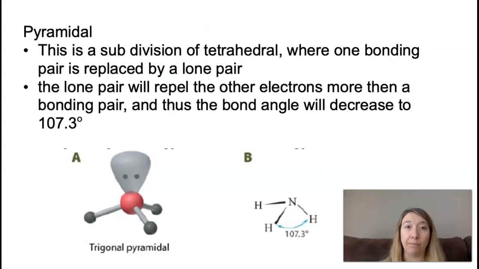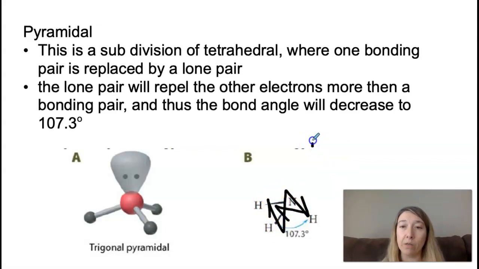So the next shape is pyramidal. This is a subset of tetrahedral. What basically happens in this one is we take that top non-central atom off and we replace it with a lone pair. So we call it pyramidal. Again, kind of ignore that picture. We call it pyramidal because it kind of looks like a pyramid, right? So if I had my N, I would have one in the same plane coming over here, and then I would have one coming out, and then I would have the one going away.